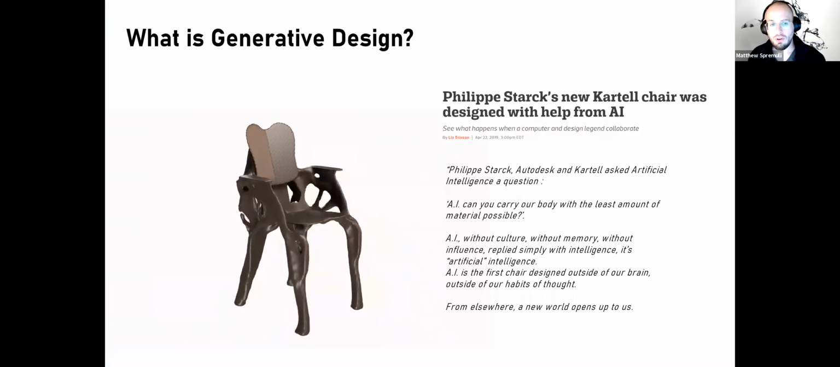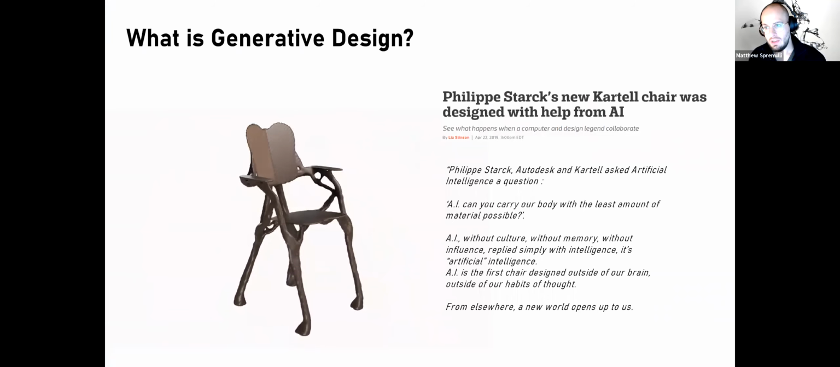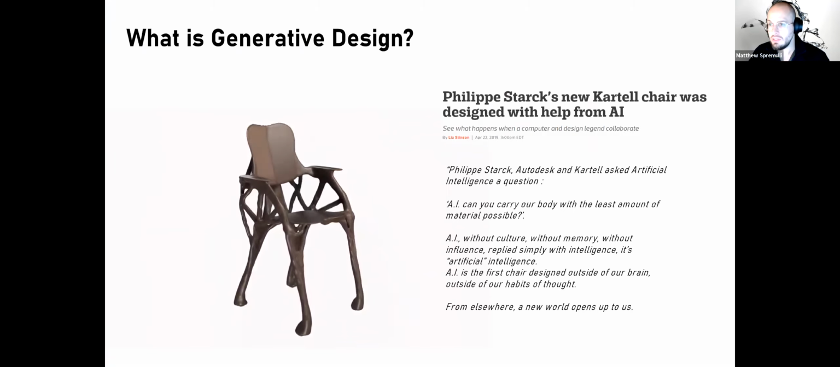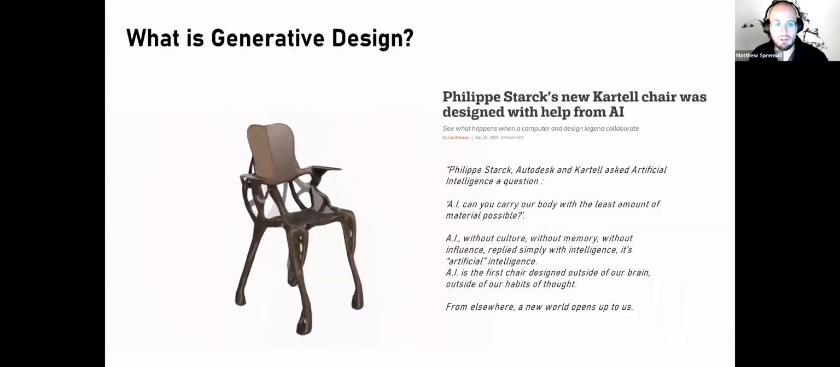So for those of you that are new to generative design, you may have seen and you may have been hearing about a lot of projects that are using the tools and using the approach. One of the more popular ones that came out in recent time was a project done with Philippe Starck, the industrial designer, interior designer, and architect, who was able to design this chair in collaboration with Autodesk Research and new generative design tools.